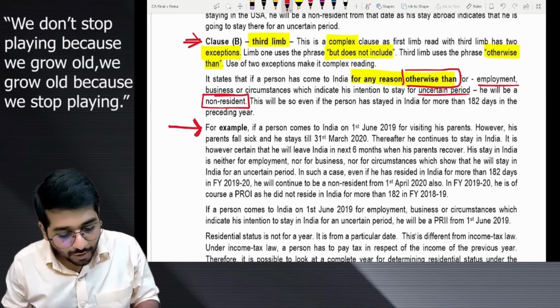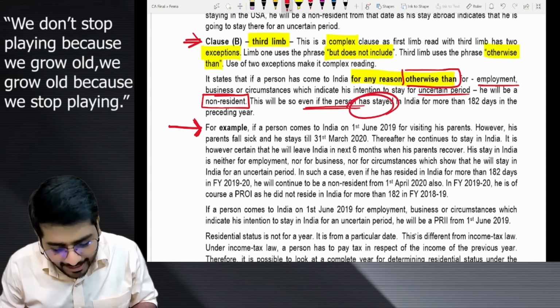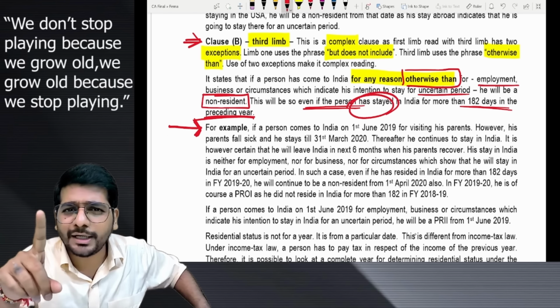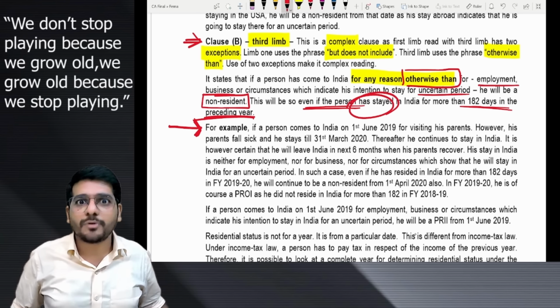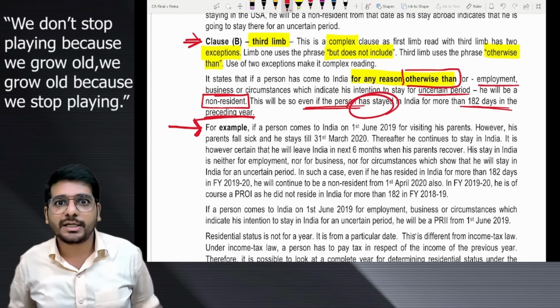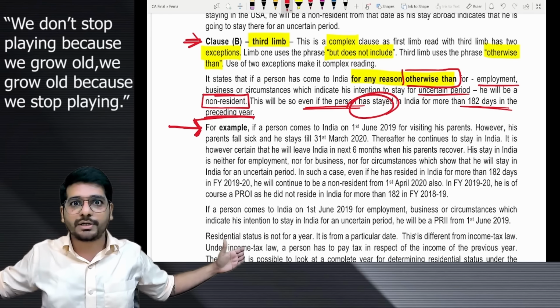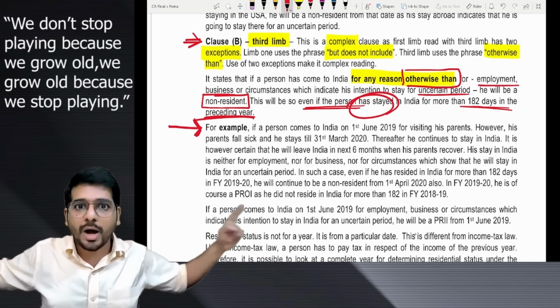This will be so even if he has stayed in India for more than 182 days in the preceding year. 1920, did he stay in India? Yes, sir. More than 182 days he was there in India. 10 months he was in India, sir. 10 months. But still he will be treated as a PROI.